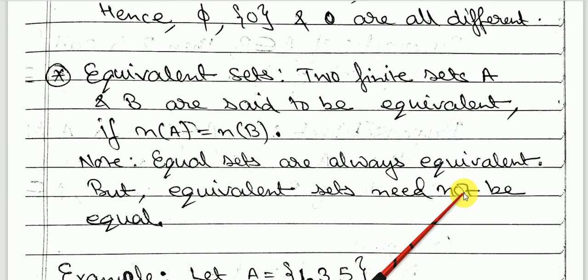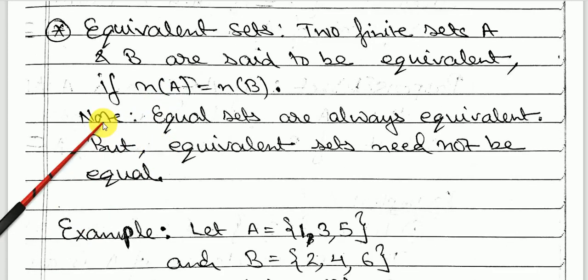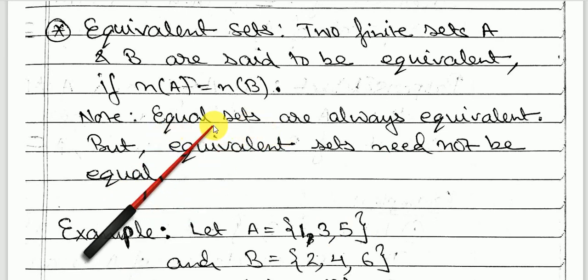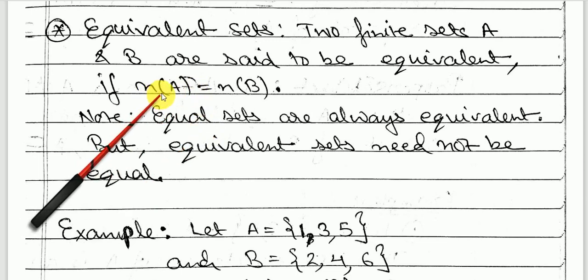Next comes equivalent sets. Two finite sets A and B are said to be equivalent if they have the same number of elements. So equal sets are always equivalent, but equivalent sets need not be equal. Why are equal sets equivalent? Because equal sets have exactly the same elements, so obviously number-wise also they are the same. So two finite sets A and B are said to be equivalent if they have an equal number of elements.